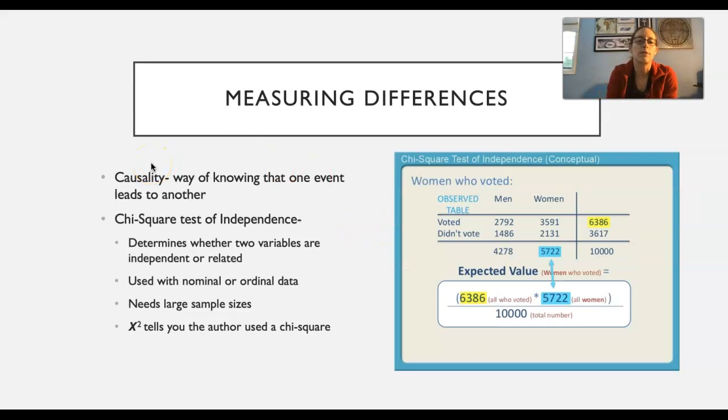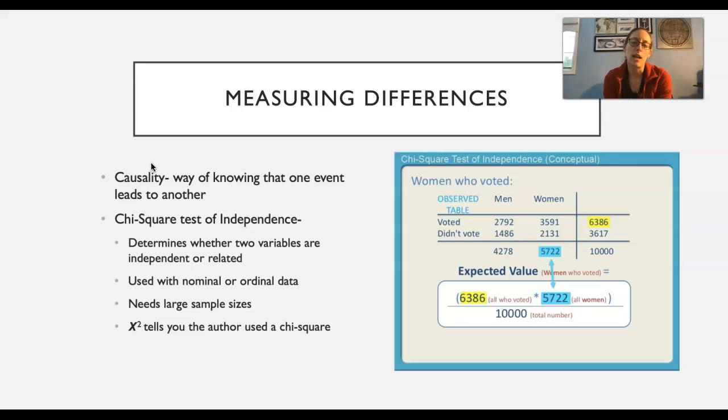Okay, measuring differences. So causality is a way of knowing that one event leads to another. We sometimes use the chi-square test of independence for this, and that determines whether 2 variables are independent or if they're actually related to each other.